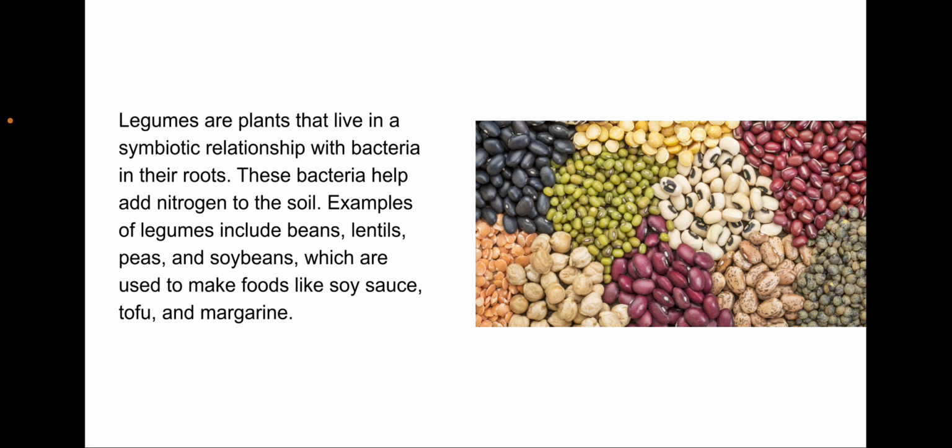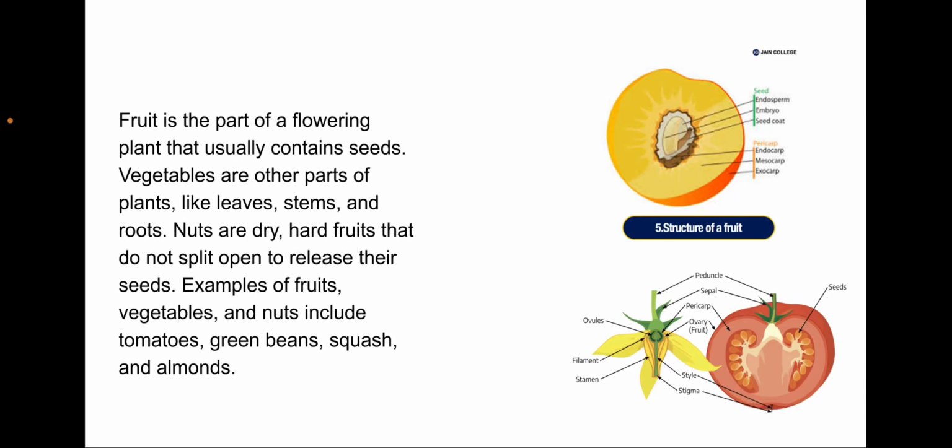Legumes are plants that live in a symbiotic relationship with bacteria in their roots. These bacteria help add nitrogen to the soil. Examples of legumes include beans, lentils, peas, and soybeans, which are used to make food like soy sauce, tofu, and margarine.